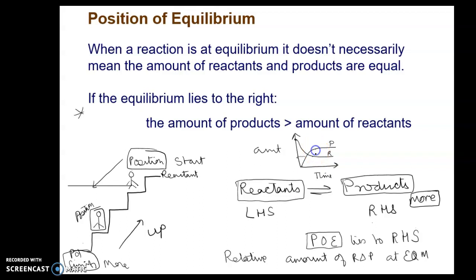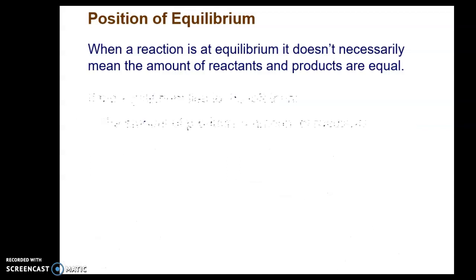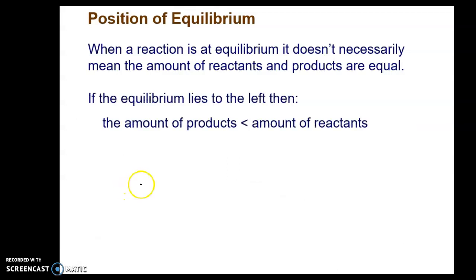And the point at which the two lines go parallel, that's the point where equilibrium is established. So if you were asked what time was the equilibrium established, you would draw a line from where the lines have gone parallel, and where it cuts the x-axis, that would tell you the time. So far we've looked into the position of equilibrium lying to the right-hand side, and now we're going to look into what happens when the position of equilibrium lies to the left-hand side.